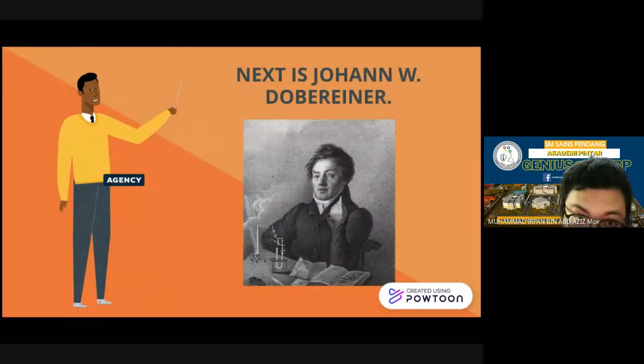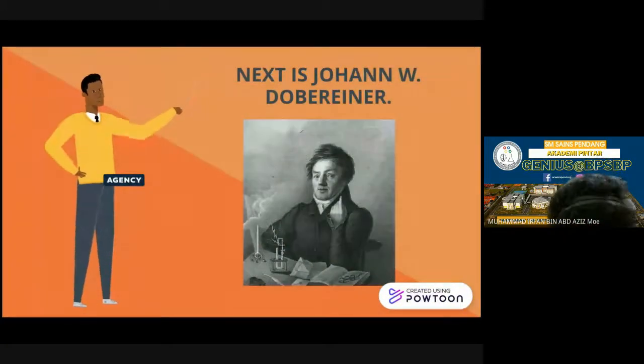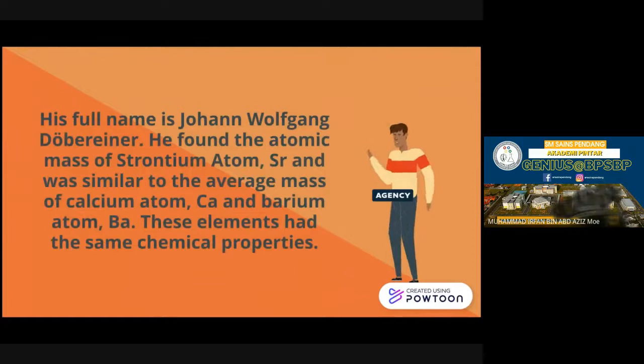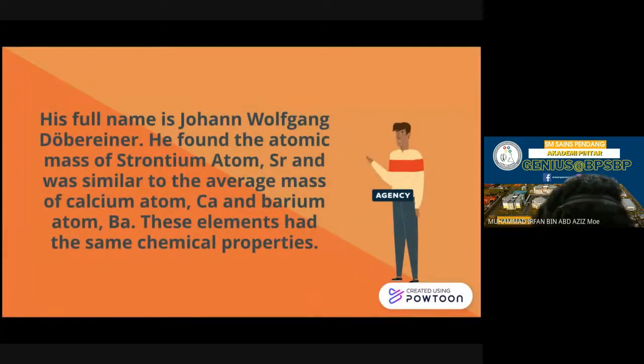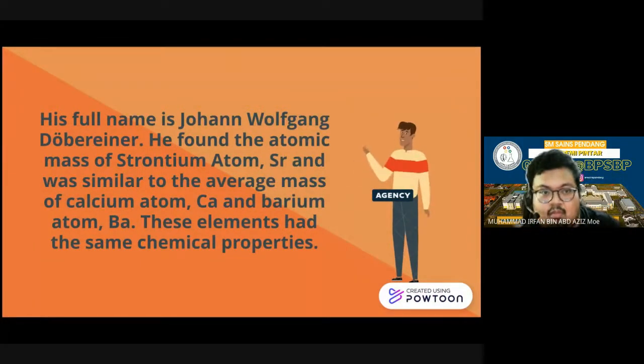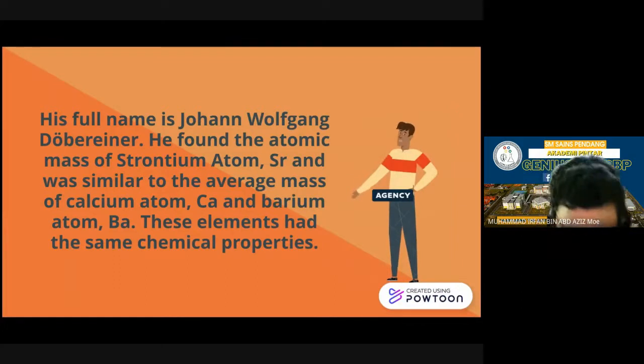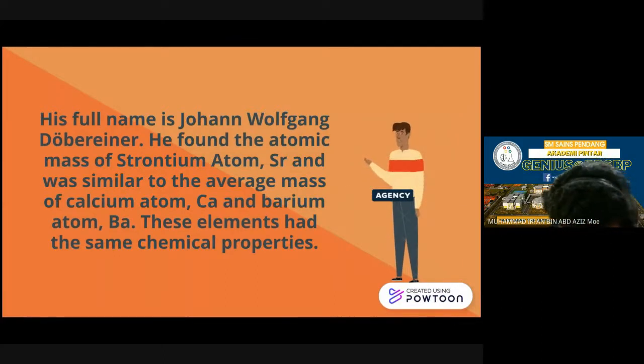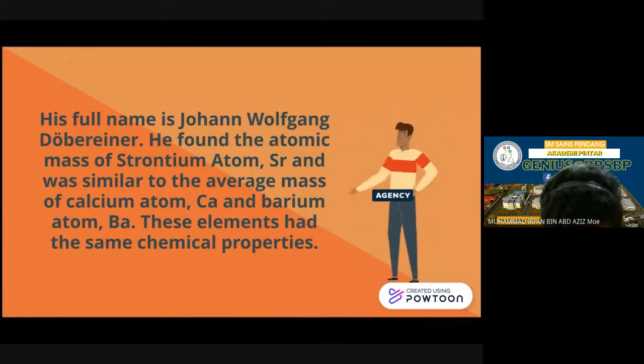Next is Johann W. Döbereiner. His full name is Johann Wolfgang Döbereiner. He found the atomic mass of strontium atom, Sr, was similar to the average mass of calcium atom, Ca, and barium atom, Ba. These elements had the same chemical properties.